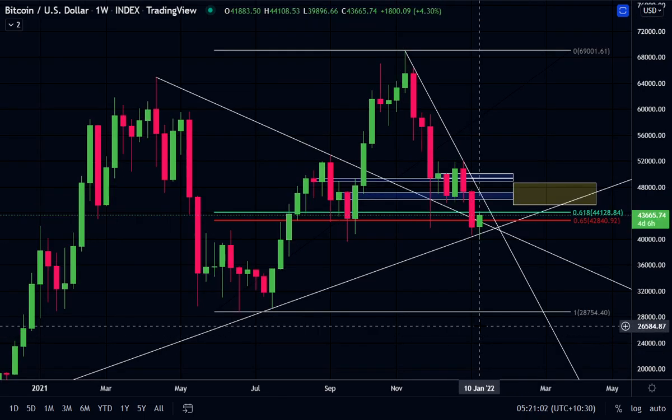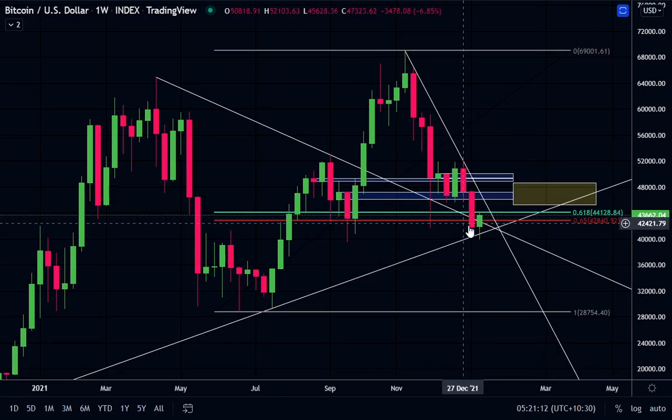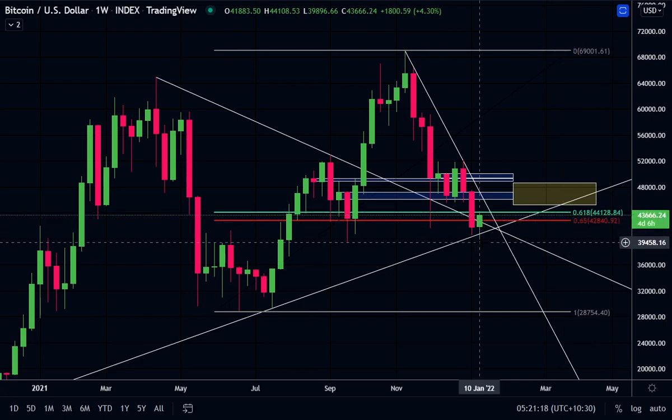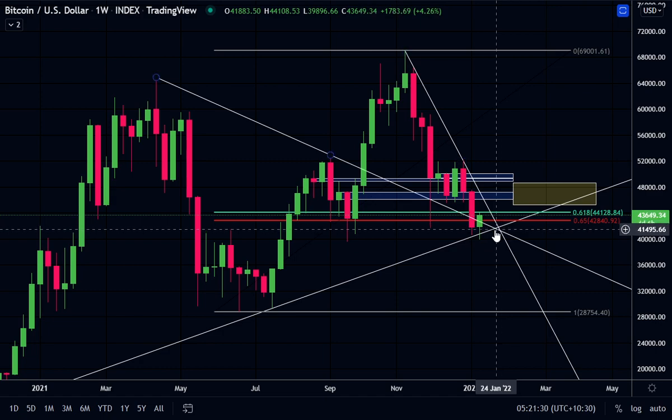We went down to the weekly time frame now. We did close the week below the golden pocket area. In this current week, we have had this nice bounce from the 39k area to the high 43,000 area. We see a similar intersection of these lines. We can see on the weekly that would happen in a couple of weeks.